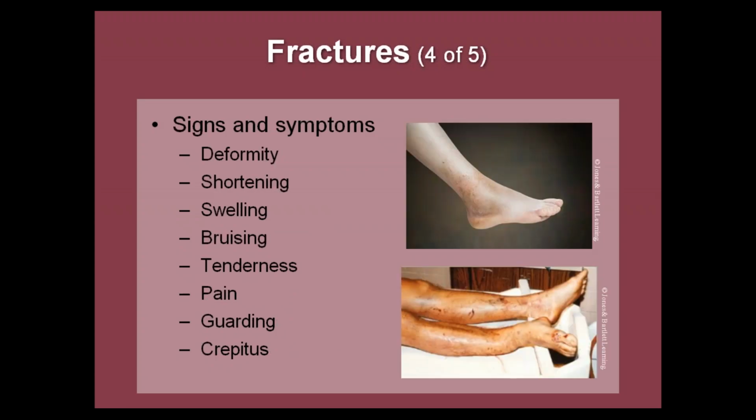Signs and symptoms: obviously we could have some type of deformity. Remember, sometimes we might have that fracture and there's no obvious deformity. There could be some shortening of that limb as those muscles contract back. You could have swelling. You can expect bruising, obviously tenderness. There will be pain. They could be guarding, and there could possibly be crepitus.